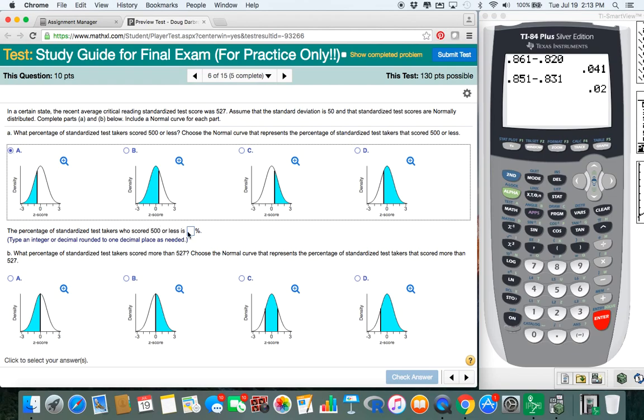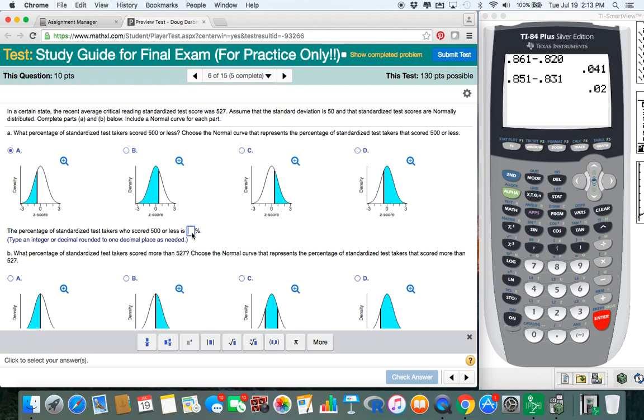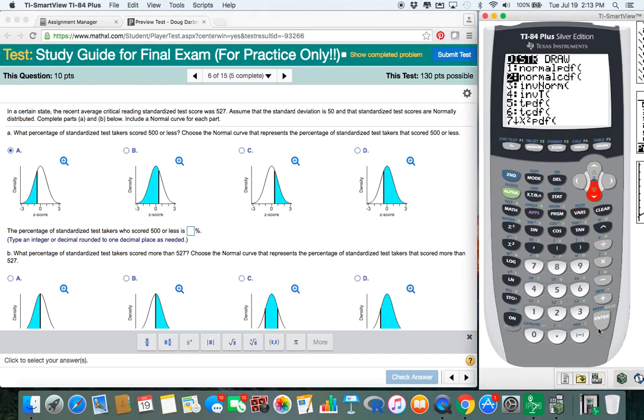So what percentage? To answer this question, what do we do? Well, guys, we use the normal CDF key. So I need left, which is negative E99.